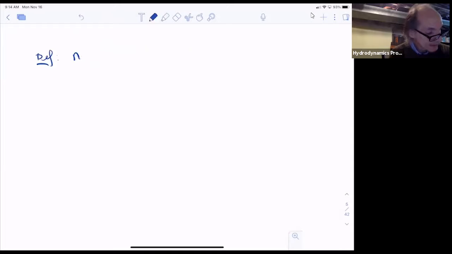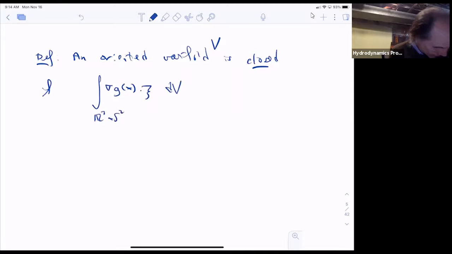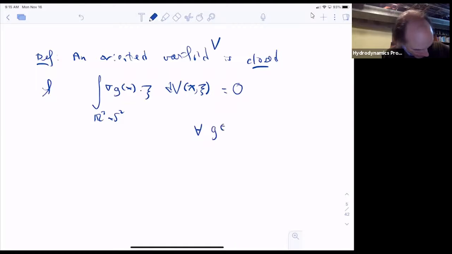An oriented varifold, let's call it V, is closed if the following holds. When I write this, x is always representing a point in R3 and c is always a point in S2, the tangent vector. So this is the definition for closed.